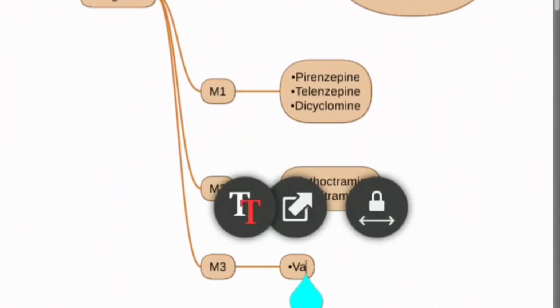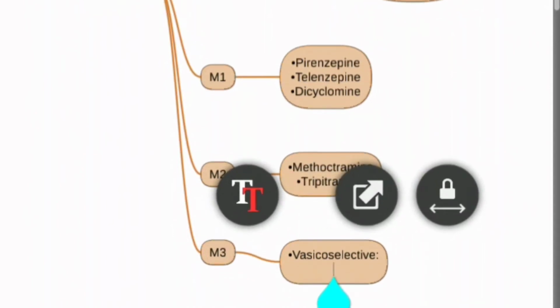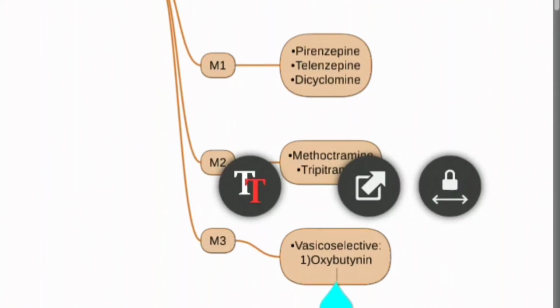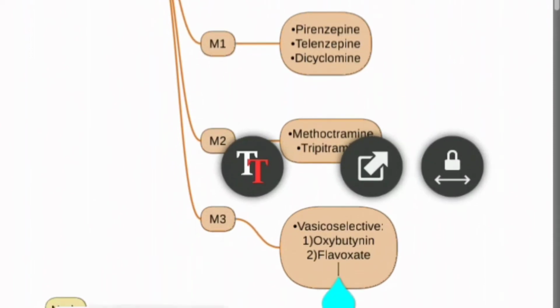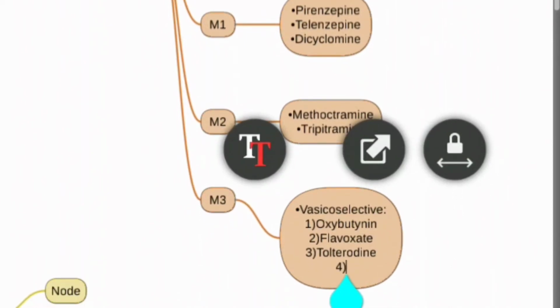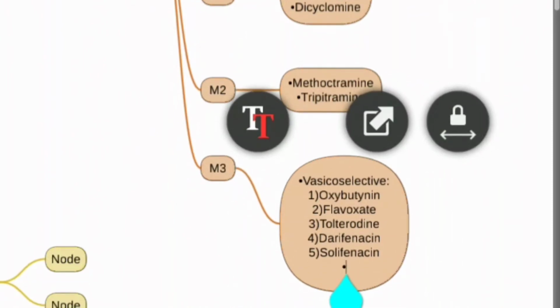Next, drugs acting on the M3 subtype of receptors, those that are vasoselective. First, oxybutynin, second, flavoxate, third, tolterodine, fourth, darifenacin, and solifenacin.